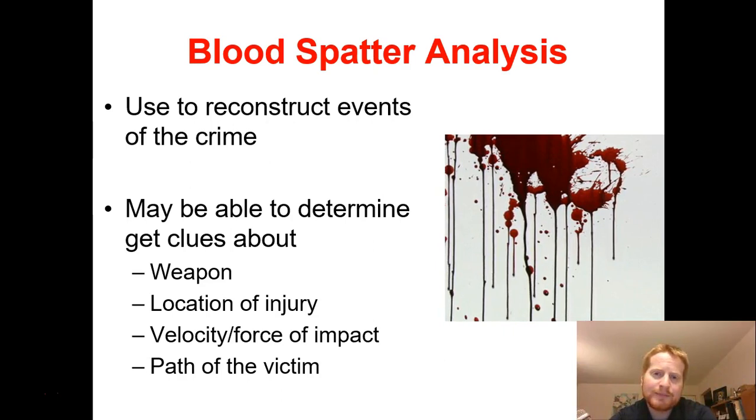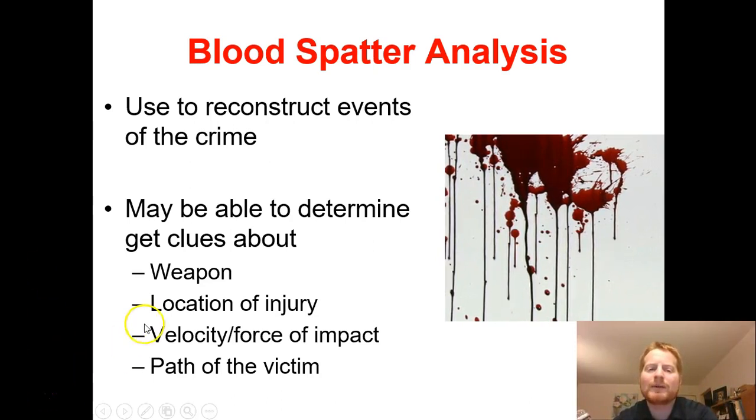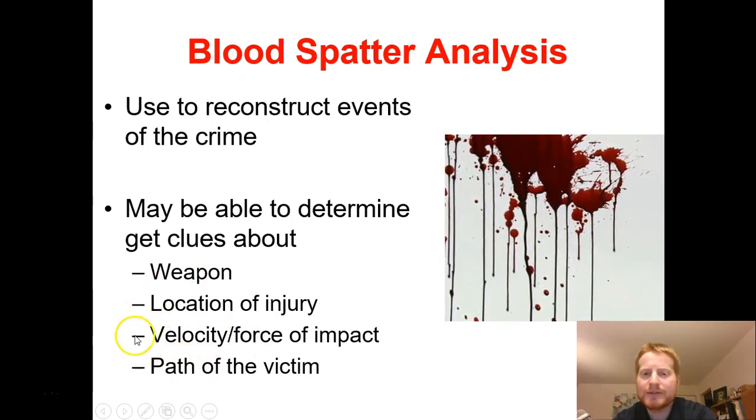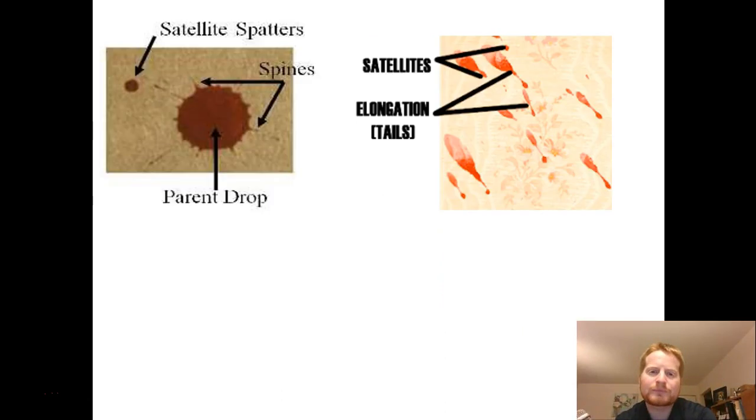how the blood sprayed. And there's all kinds of different things that we can tell just by looking at the way blood hit a surface. Some of the things include maybe the type of weapon that was used, the location of the original injury, the velocity or force of the impact, the path the victim took or the suspect if the blood was traveling, and there's all kinds of other things that we'll be looking at in this video and in this unit.